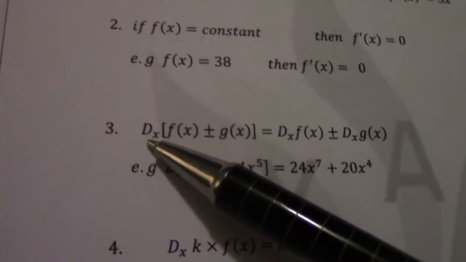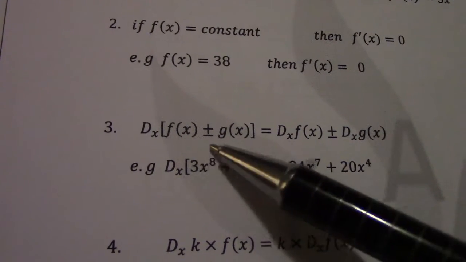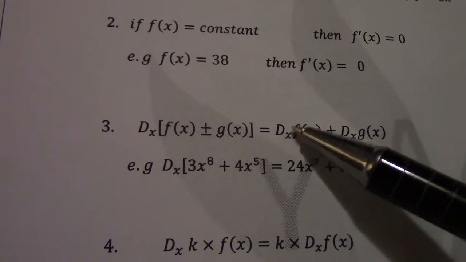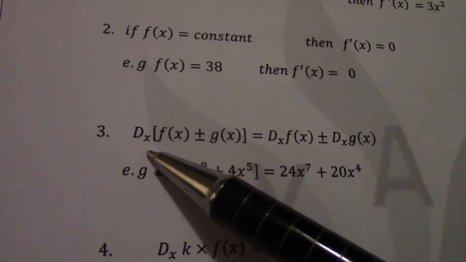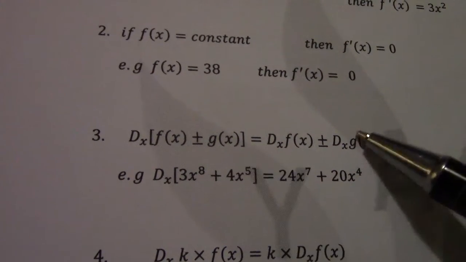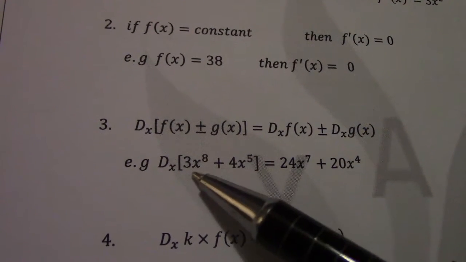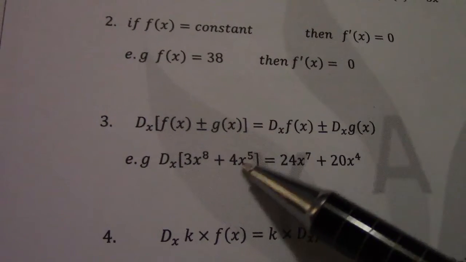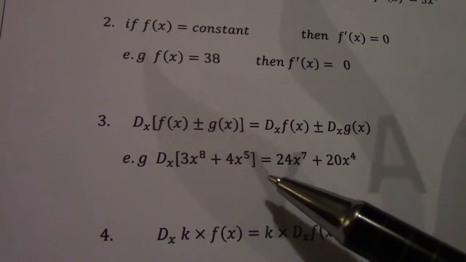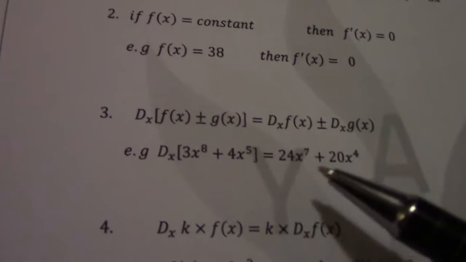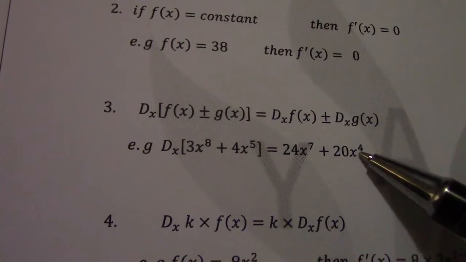Right? If we say d over dx, and now we have two functions, f of x plus g of x, or f of x minus g of x, this is the same as saying the derivative of f of x plus or minus the derivative of g of x. So basically, if I differentiate with respect to x the given equation 3x to the power 8 plus 4x to the power 5, 8 times 3 becomes 24, 8 minus 1 becomes 7. 5 times 4 becomes 20, 5 minus 1 becomes 4.